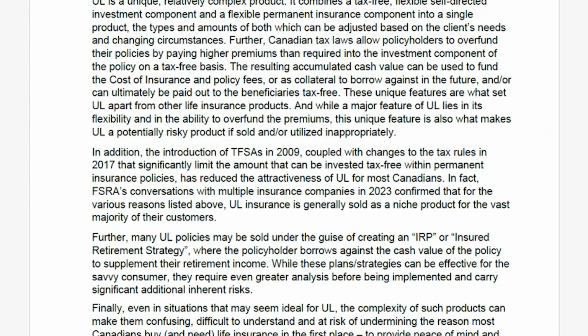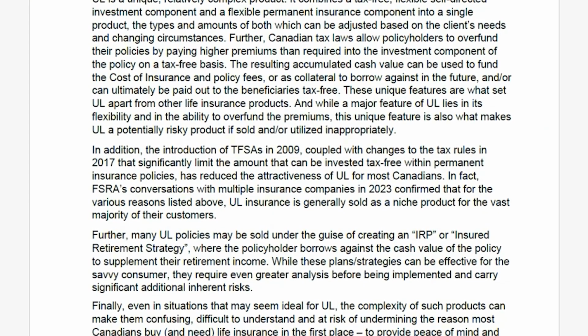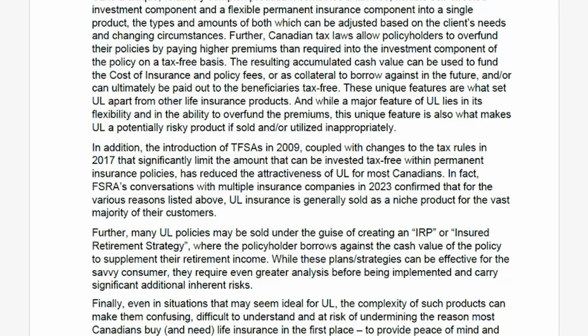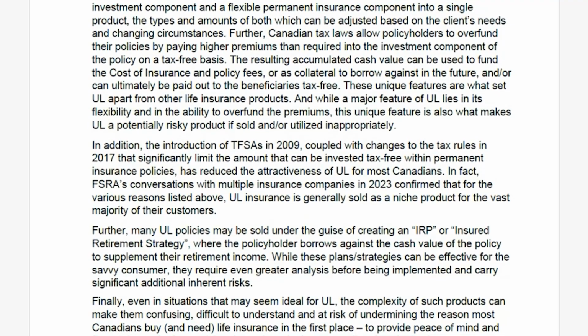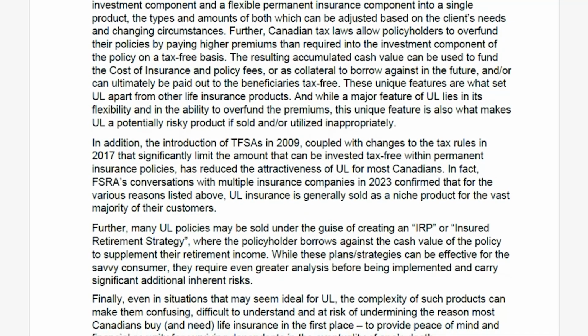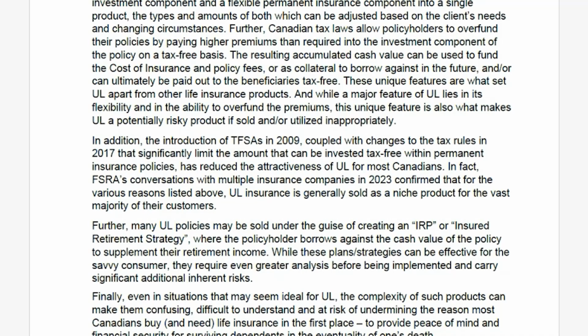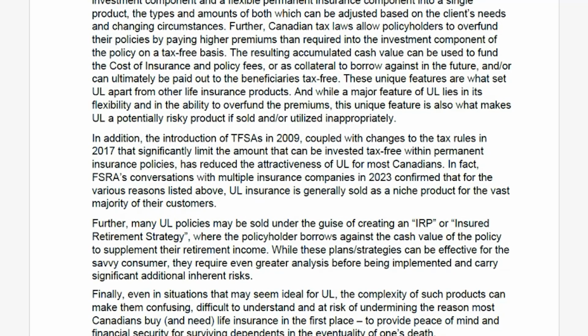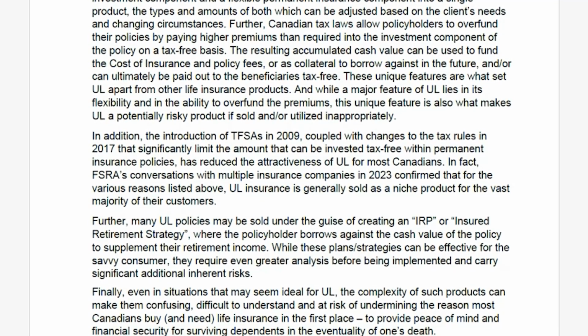In fact, FSRA's conversations with multiple insurance companies in 2023 confirmed that for the various reasons listed above, UL insurance is generally sold as a niche product for the vast majority of their customers. Further, many UL policies may be sold under the guise of creating an IRP, or insured retirement strategy. Again, this is the invest in life insurance strategy that a lot of these MLMs will push, where the policyholder borrows against the cash value of the policy to supplement their retirement income.